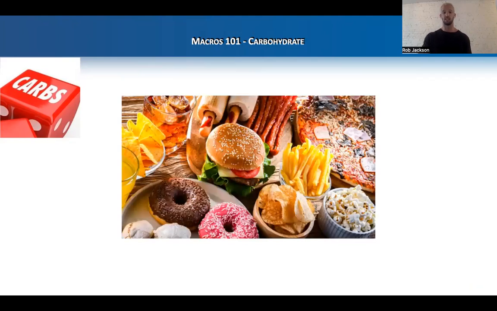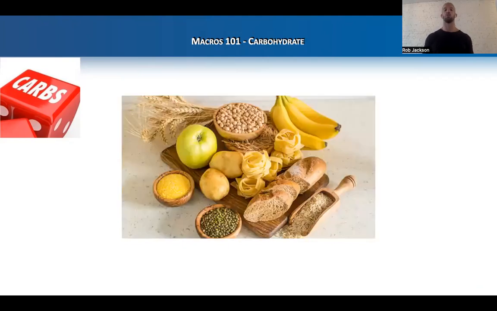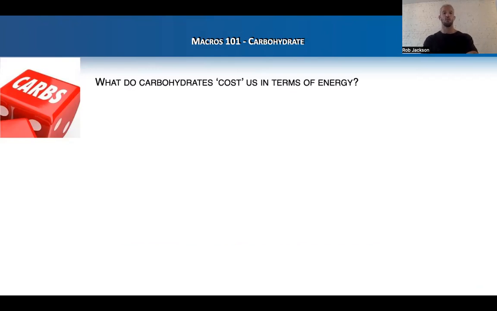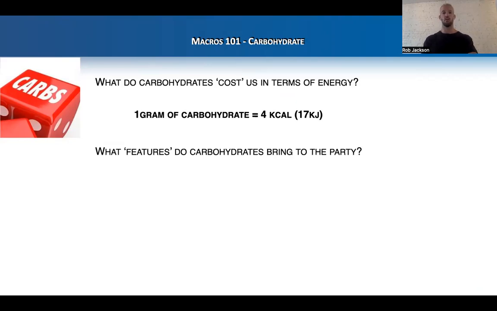Again, when we think of carbohydrates, we often think of things like donuts and fries and pizza and so forth. But of course, we should also remember carbohydrates are bread, pastas, potato, fruits, etc., grains. What do carbohydrates cost us in terms of energy? So much like protein, 1 gram of carbohydrate is the equivalent of 4 calories, or again, 17 kilojoules.